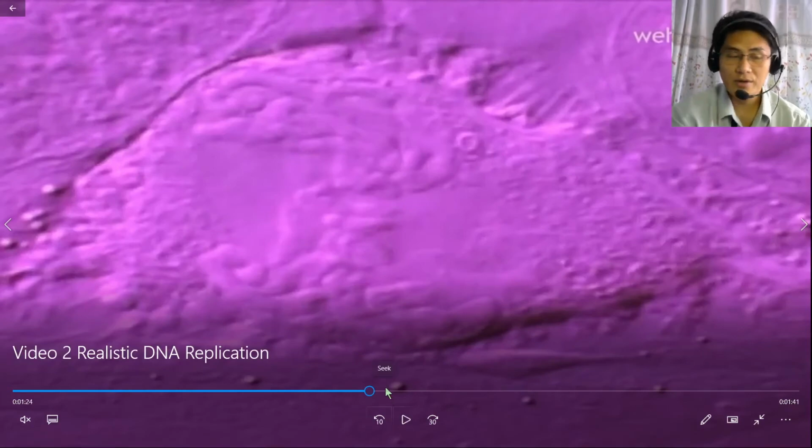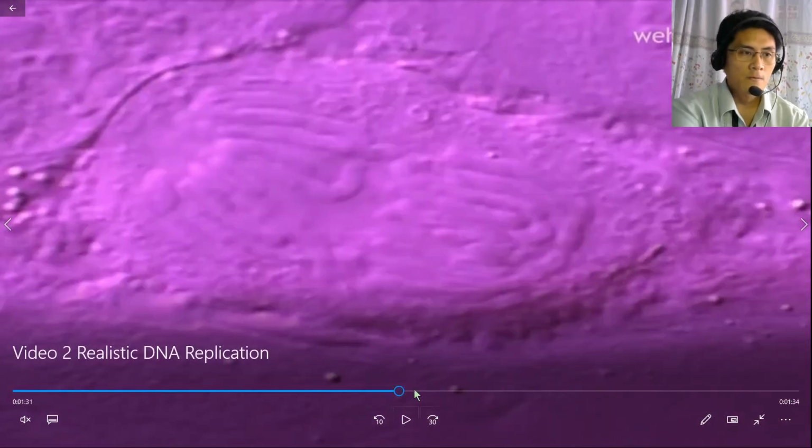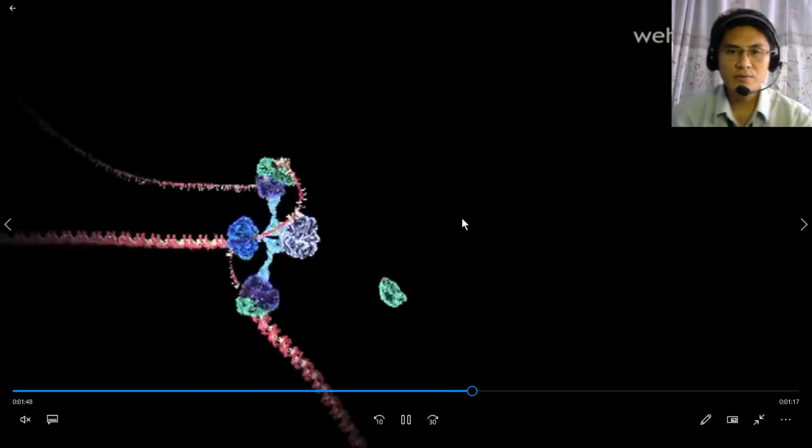And again, there are 23 of them. In fact, 23 pairs also. So that's your DNA, and then this is the division. But we are into the DNA replication part. So this is really what happens.